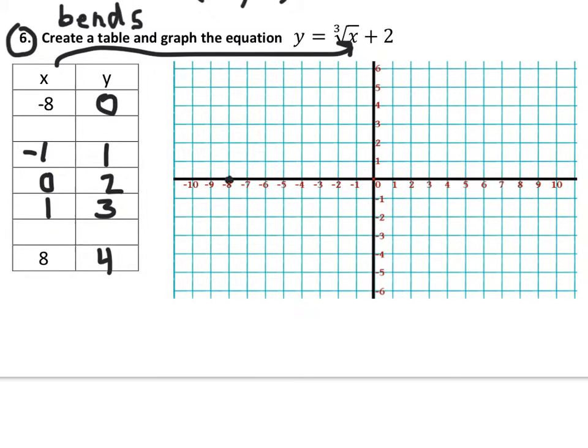(-8, 0) is right there. (-1, 1) is right here. (0, 2) is right here. (1, 3) and (8, 4). So our graph is going to look something like this. And it's going to continue in all directions, to the right and to the left, and up and down.